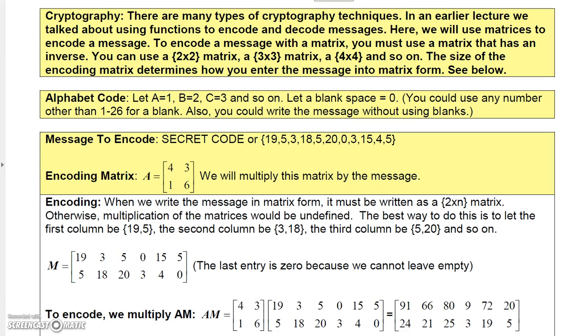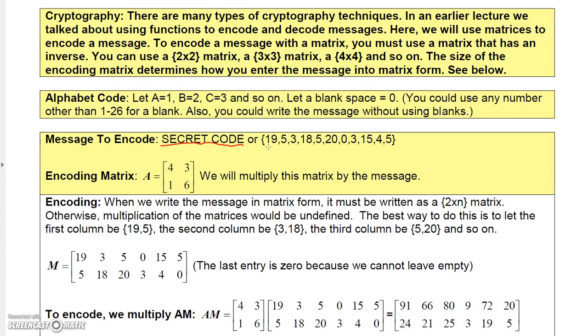This is just a simple technique. Don't try this and think that you can get away with anything, but it's a simple technique. All you need is a matrix and its inverse to encode and decode messages. So let me show you what we're going to do. I'm going to take a simple message, "secret code."